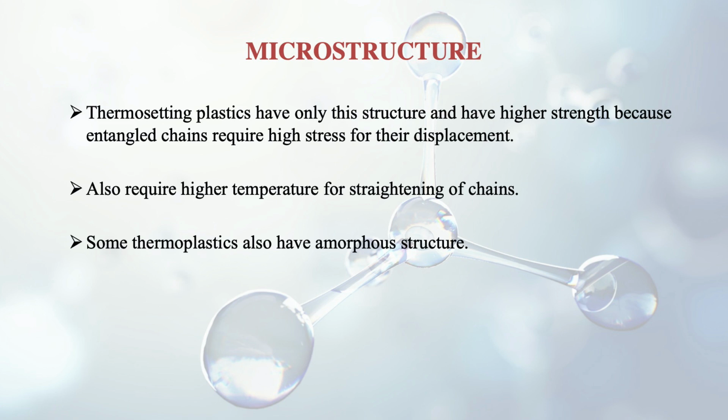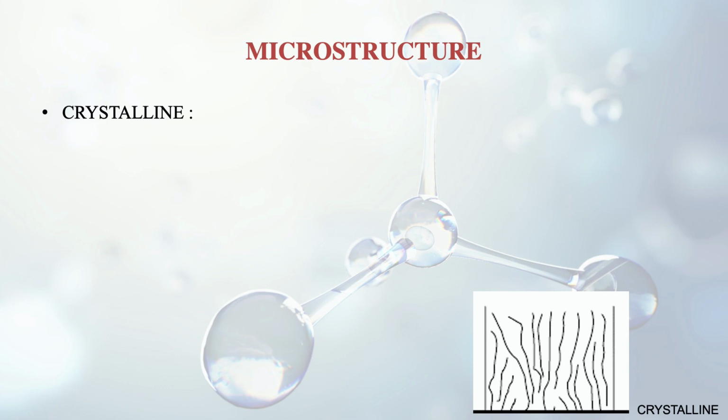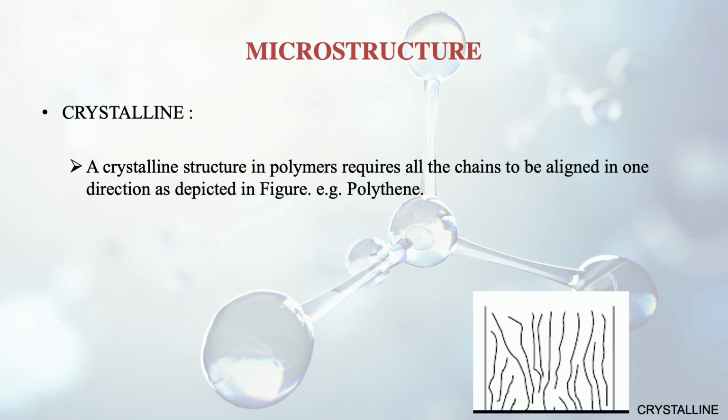Some thermoplastics, which are considered weaker, also have an amorphous structure. So thermosetting, obviously, has an amorphous structure, but some thermoplastics also have an amorphous structure. Then after the amorphous structure, we have the crystalline type. Crystalline, see how straight the fibers are. They are almost parallel to each other. You can see the structure in the polymers, they consist of chains which are aligned in one direction. You can see in the figure, it's quite clear.